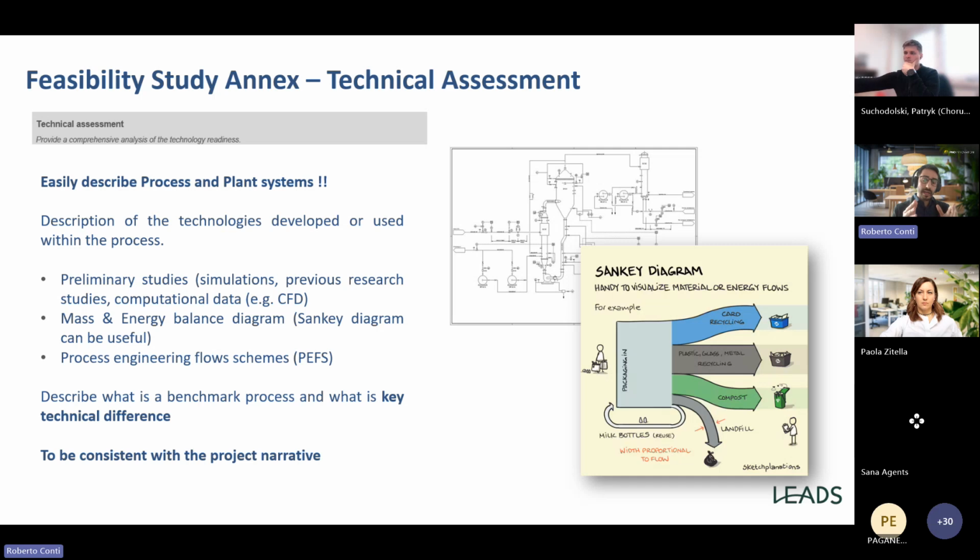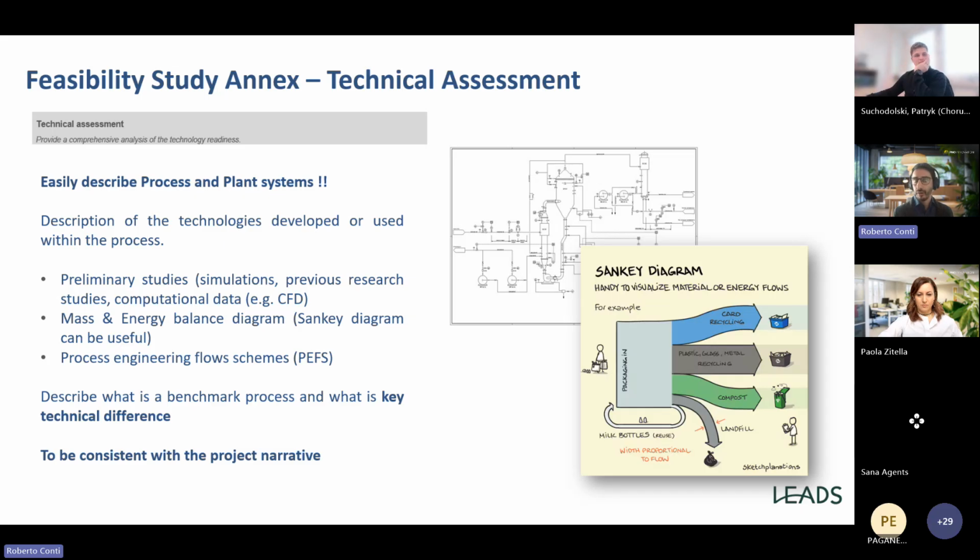Now, going deeper into the technical part of the feasibility study annex, one of the sections you can find in the template is the technical assessment. It's maybe the most important. In the technical assessment, you should provide a comprehensive analysis of the technology readiness. That means you should describe the technology development and your process, your plans with preliminary studies, mass and energy balance diagrams, P&I diagrams, but the suggestion is to easily describe the process and the plans.